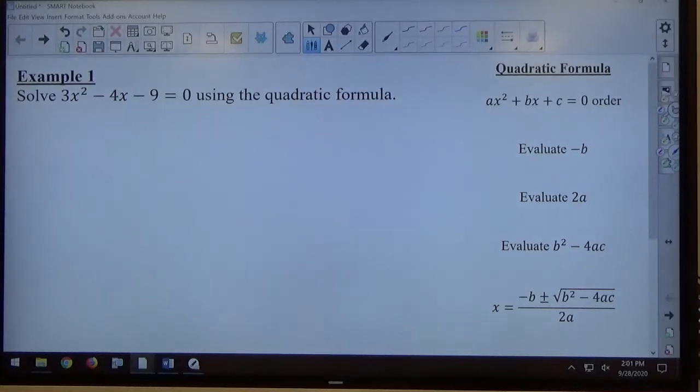Okay, example one, we're going to be using the quadratic formula to solve a quadratic equation. We've already learned how to do it by factoring. We've already learned how to do it by completing the square. This is just another technique you're going to learn how to do. And I'm going to give you a heads up, this will be your preferred technique. You're going to like this one the best.